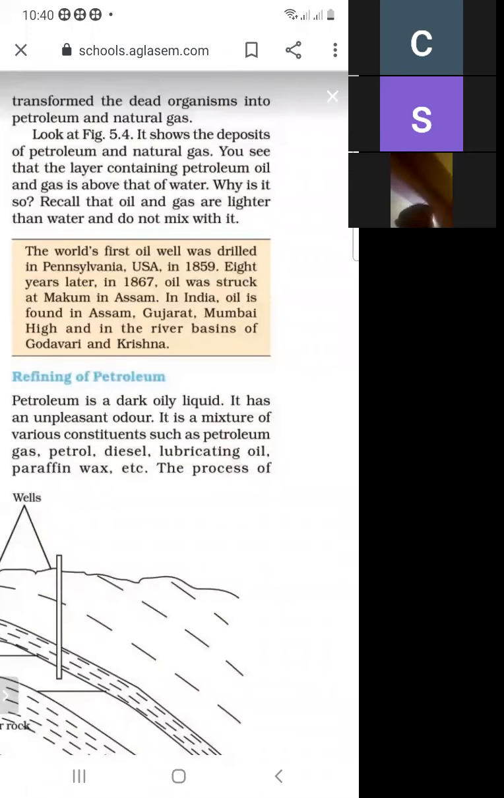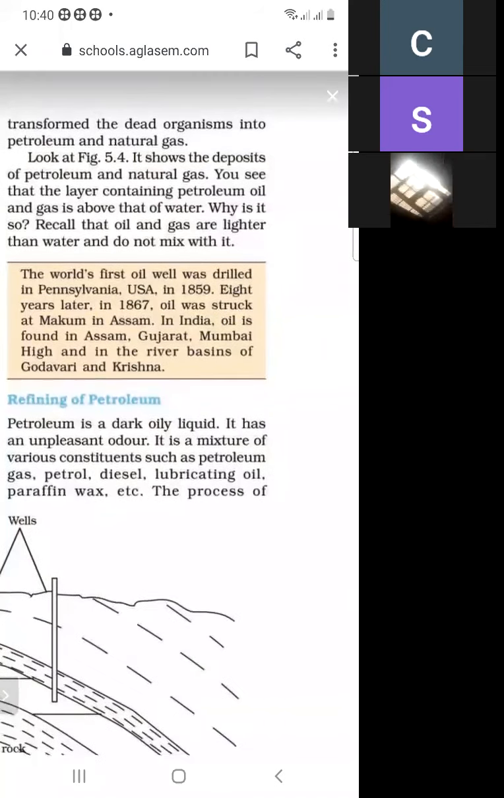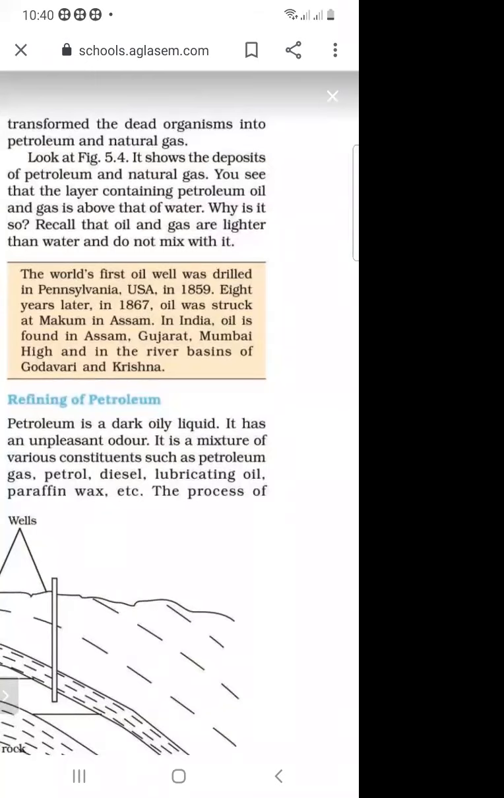Recall that oil and gas are lighter as compared to water and do not mix with it. They form a separate layer on the water, and they do not mix into the water.